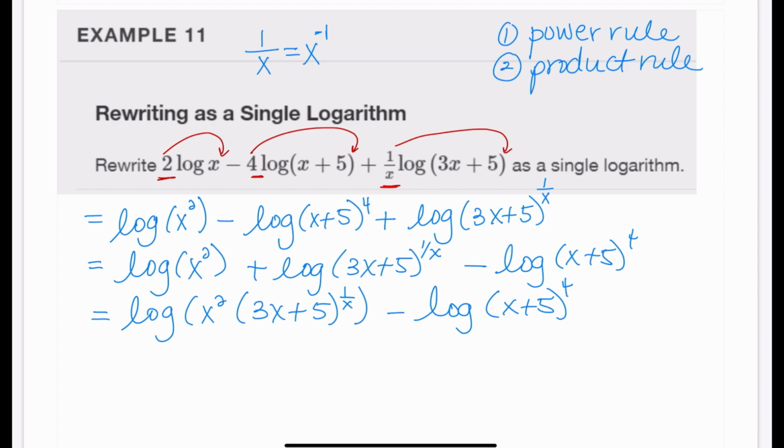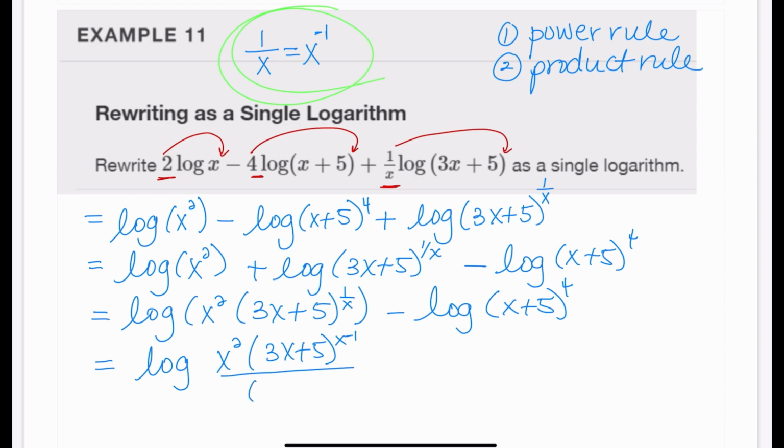And then now I can just put it all together finally, where I'm now ready to put this in my denominator because I'm dividing. So now this means that I can finally get my final answer, which is the log of x squared times (3x+5) to the x to the negative 1. I'm using this property right here to rewrite that. All over, because I'm dividing by (x+5) to the 4th. And this is how you can rewrite this as a single logarithm.